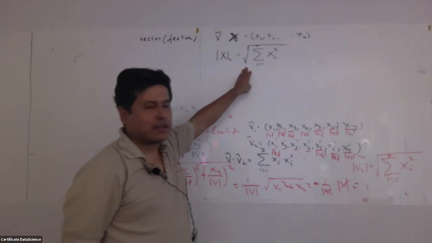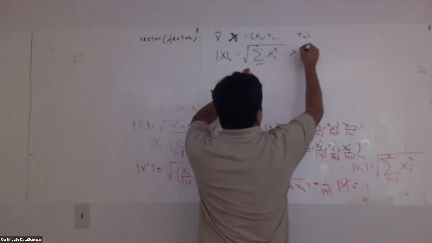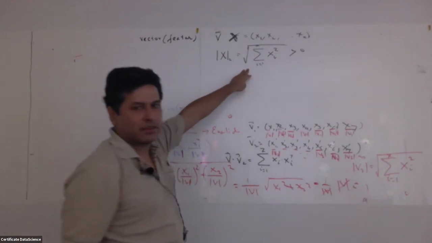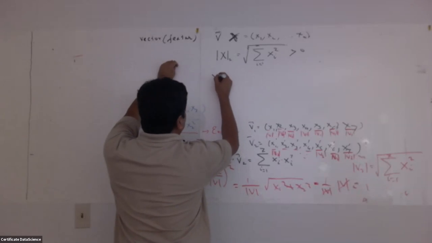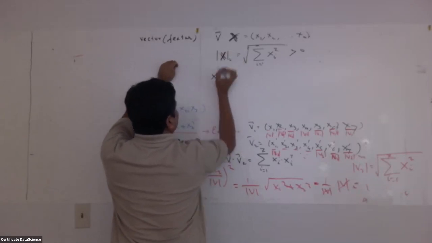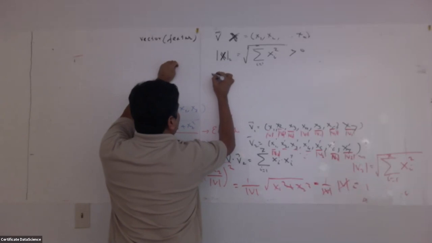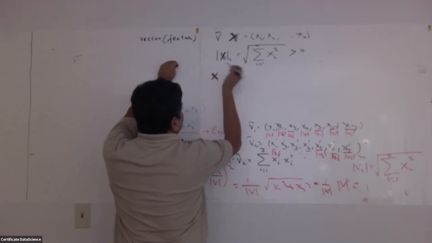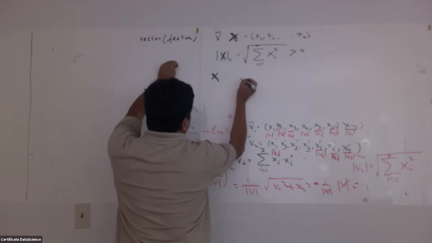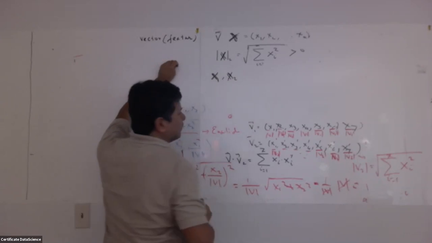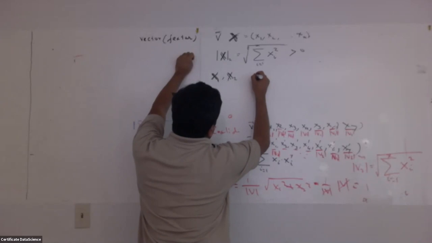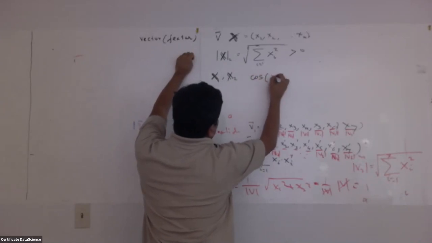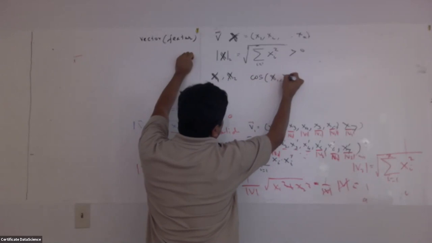This is always positive, right? Always positive. Now, the cosine angle of two vectors. I should again use this symbol. I have two vectors now. I want to find the similarity between two columns, x1 and another column, x2. I want to do that cosine angle or the dot product, cosine of x. It's a measure of similarity.